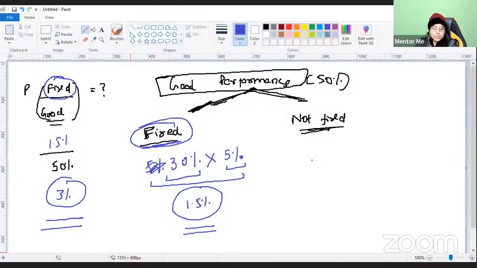So this is about base formula. Moving ahead, the last topic that we have is counting. Okay, now what is this counting? Let's find out.